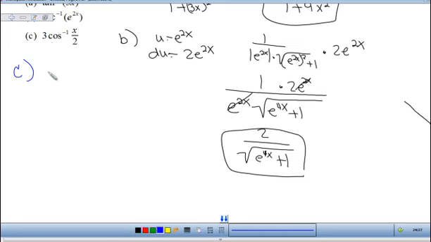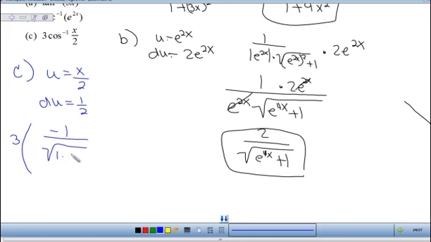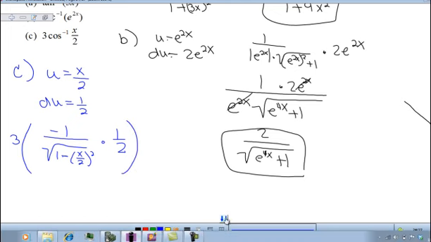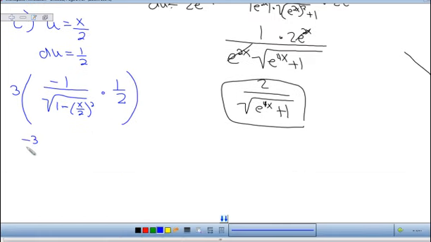See? Again, u is x over 2. Du is the derivative. Again, 3 is just going to stay because it's a coefficient. I don't have to use the product rule. It would be negative 1 over square root of 1 minus u squared times du. We're going to have negative 3 halves times 1 over square root of 1 minus x squared over 4.